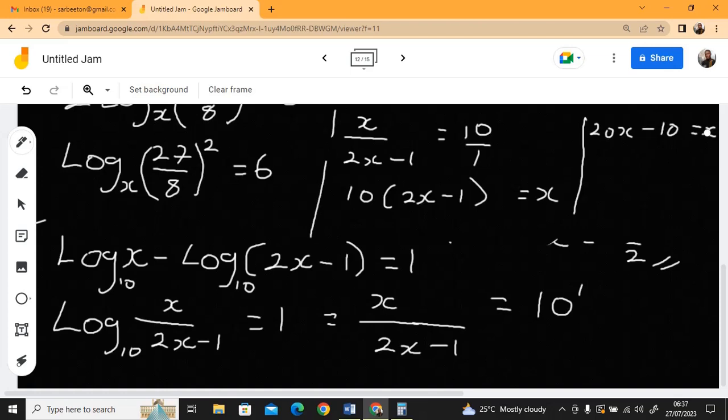What are you going to do? You transfer this one to the other side, you bring this one here. So you have 20x minus x equals 10, because when 10 comes here it becomes plus, and this one becomes minus. 20x minus x is 19x, right? Equals 10. You are looking for x, so you divide both sides by 19, because 19 is attached to x. So when you cancel this, your x is equal to 10 over 19. That is all. Thank you very much.